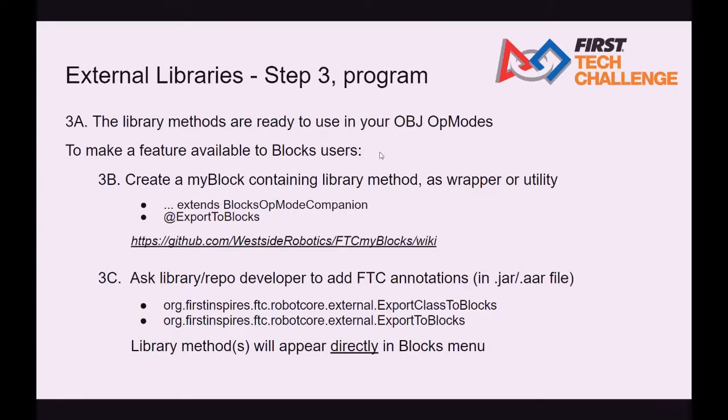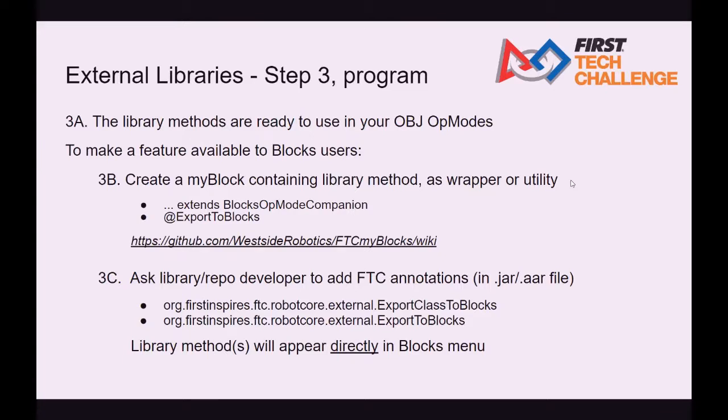If you do want to make the library feature available to blocks users, you can use step 3B or 3C. In 3B, you create a MyBlock, which can modify the library method or not. Unmodified means that your MyBlock simply calls the library method using the same inputs and providing the same outputs. This might be called a wrapper method. Or your MyBlock can use the library method as a utility function, performing a specific task in your larger MyBlock method. In other words, your MyBlock supplements what the library method can do.